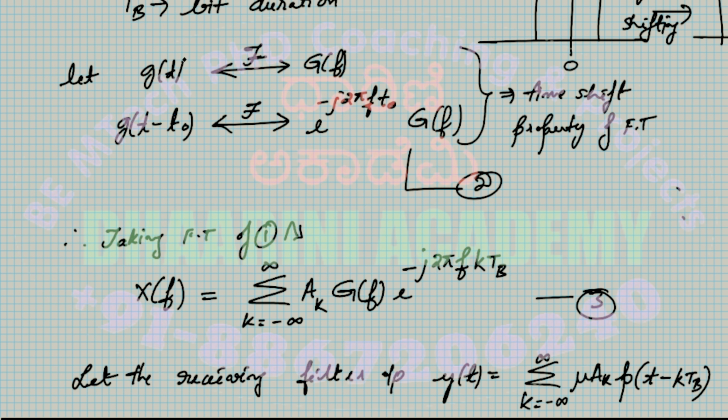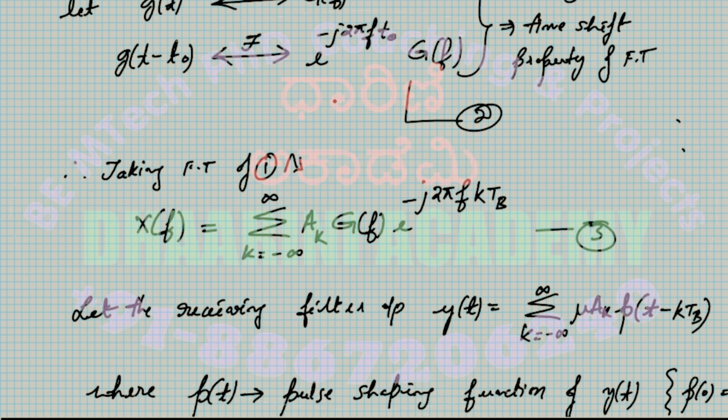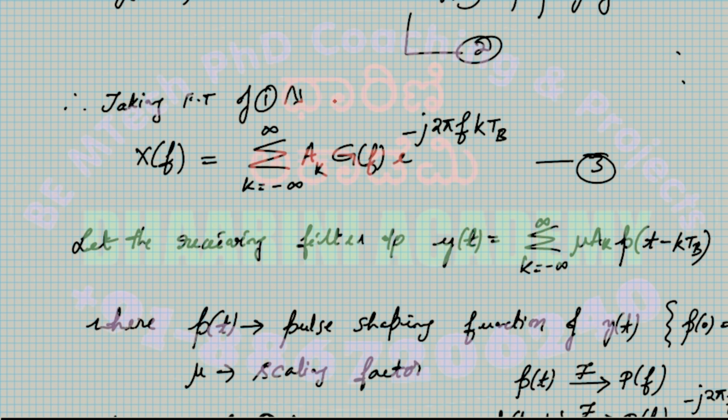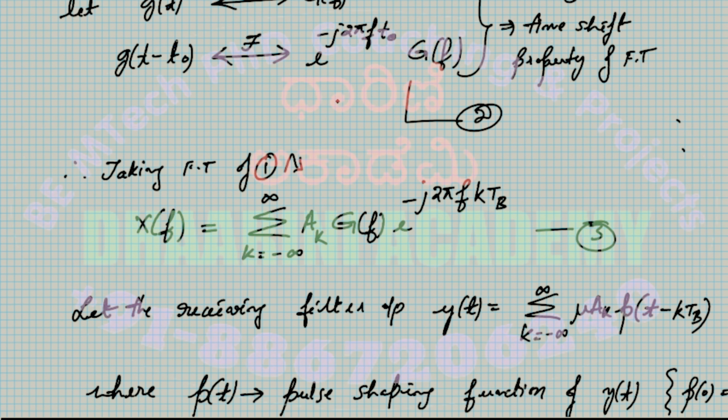Time shifting, because g of t became g of t minus t naught. What is that? That's a time shift, right? So because of that, what happens on the frequency side is called the time shifting property. Okay, fine. Anyway, we know that the equation.